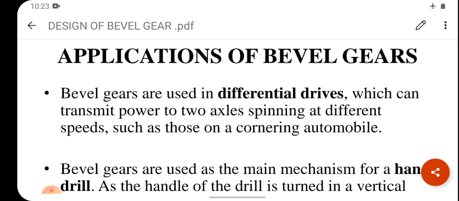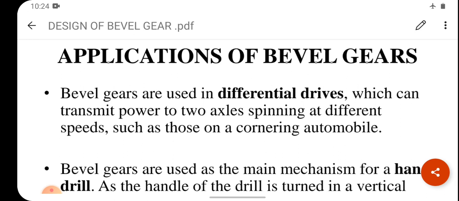Already explained this concept in detail. That is, when we are moving on a corner or turning point, the differential mechanism is playing a very important role.